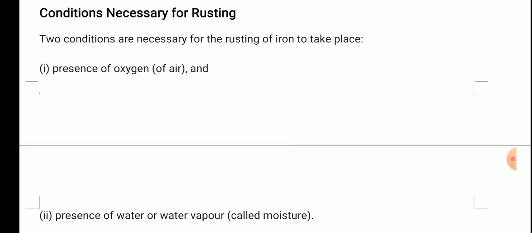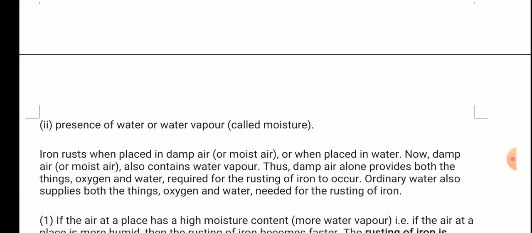Okay, because they are present. Sometimes the amount of water vapor may be high and sometimes it may be low. It is called humidity. Sometimes the humidity may be high or sometimes low. It depends on the conditions. But the two conditions that are necessary are presence of oxygen and presence of water or water vapor, that is called the moisture. Okay students, now what happens here?